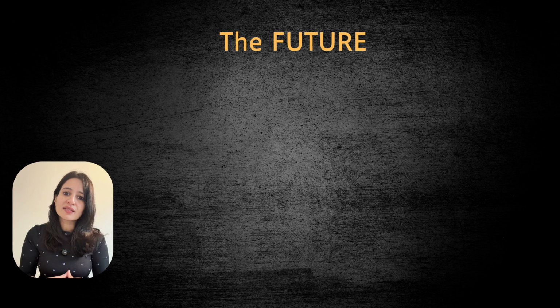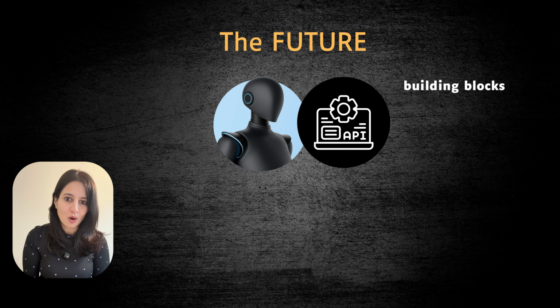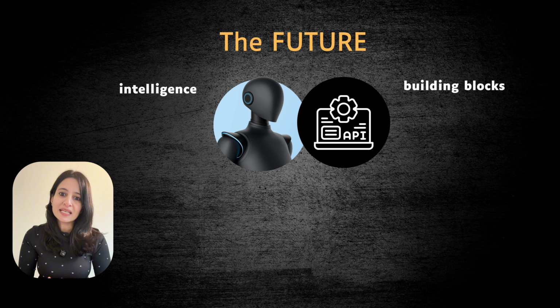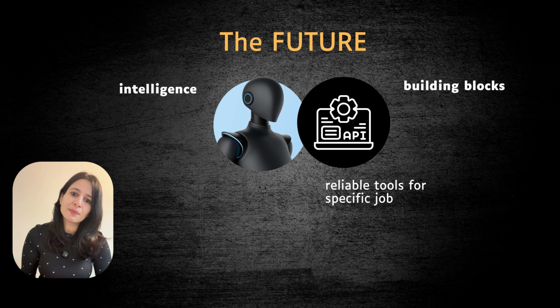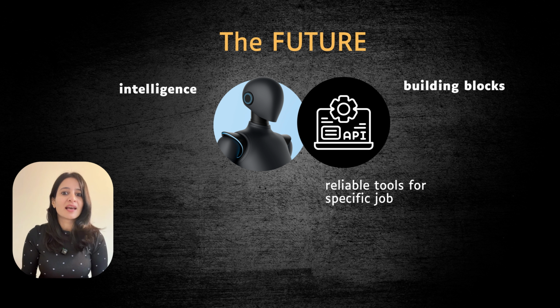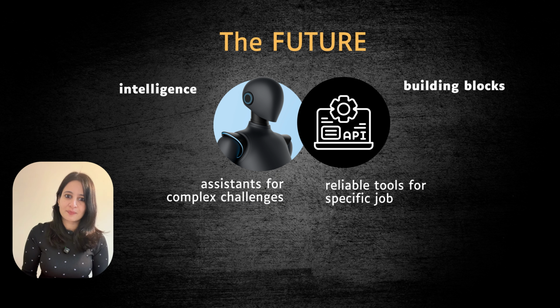Remember, the future is not agents or APIs. It is both working together. APIs provide the building blocks. Agents provide the intelligence to use them creatively. So there it is, the fundamental difference between APIs and agents. APIs are your reliable tools for specific jobs. Agents are your autonomous assistants for complex challenges.